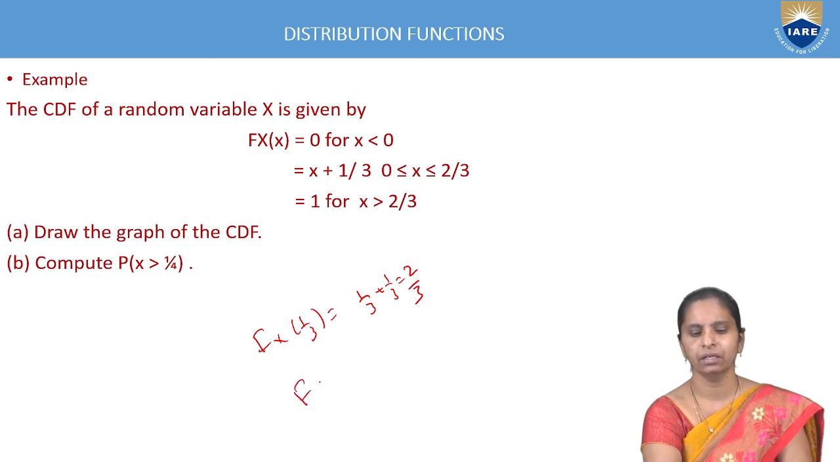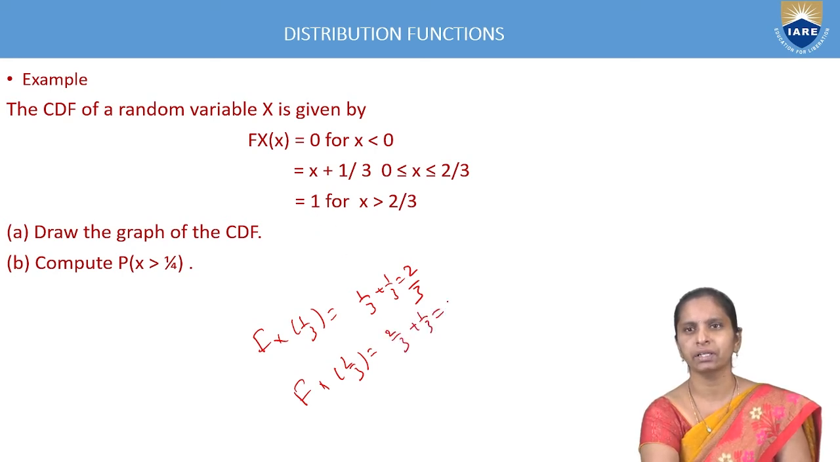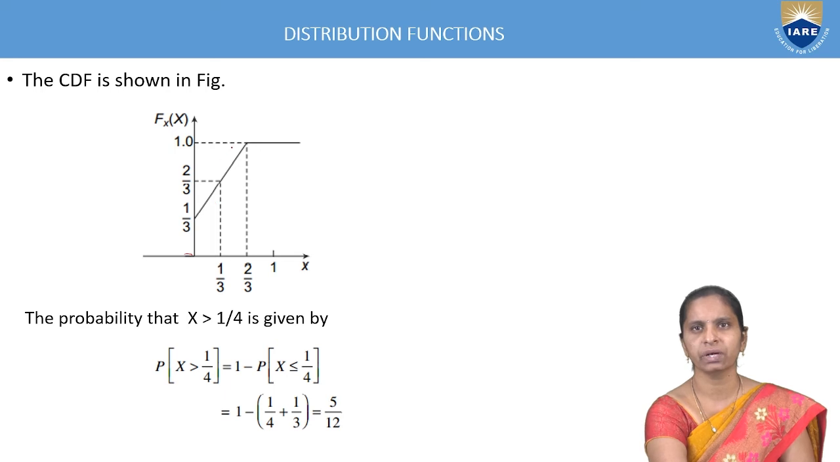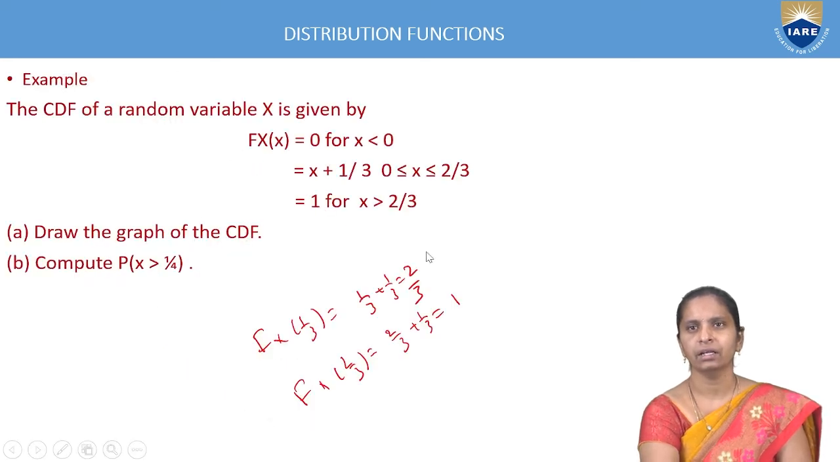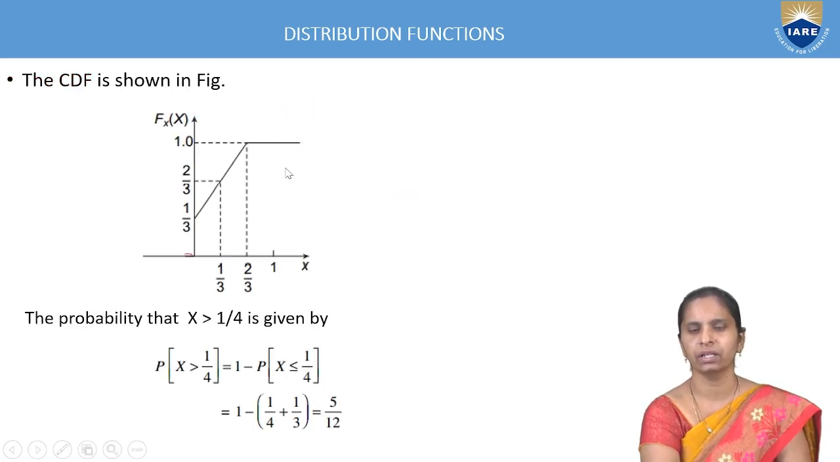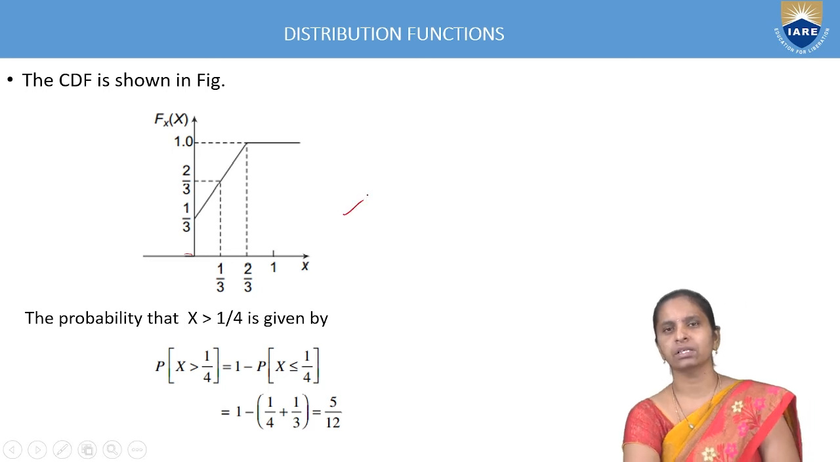Here I am taking F_X of 2/3. So F_X of 2/3 means, what is my x value here? 2/3 plus 1/3, which equals 1. So at x equals 2/3, the distribution function is 1. And they have given that when x is greater than 2/3, it is 1. So when x is greater than 2/3, F_X(x) equals 1. Like that, I can plot the distribution function.